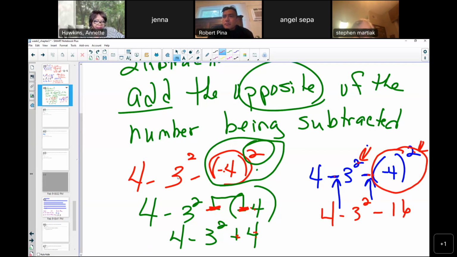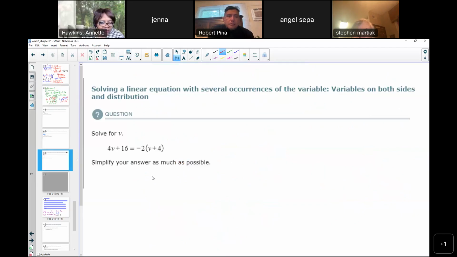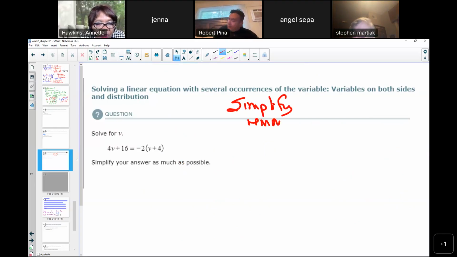Nope, got it. Okay. All right, let's review solving an equation. So solve this equation, and then we will continue with equations and looking at word problems. So when we solve an equation, we said that we want to simplify.